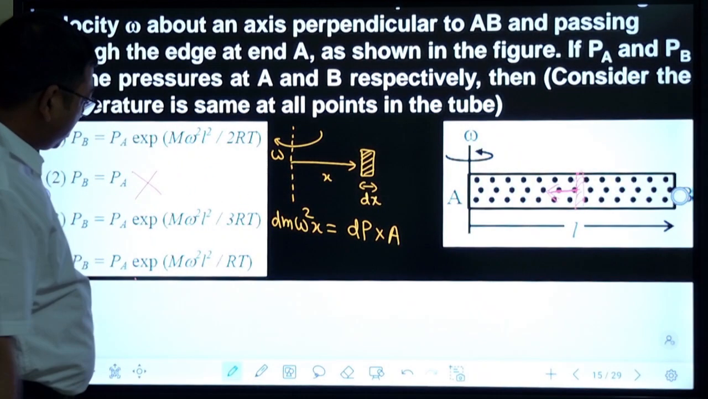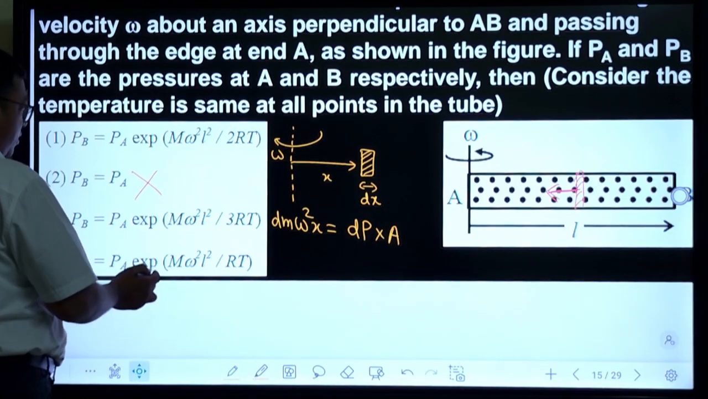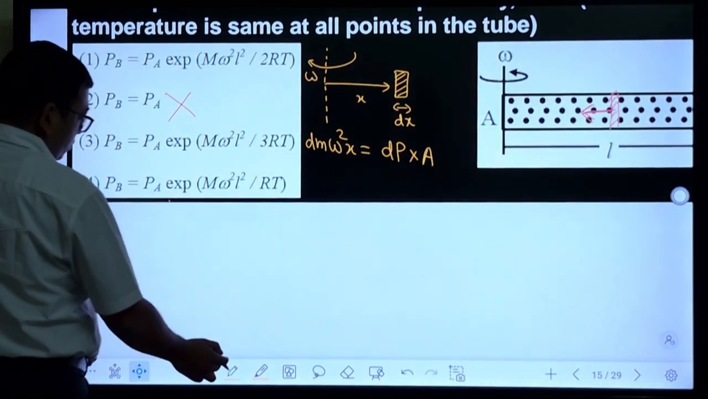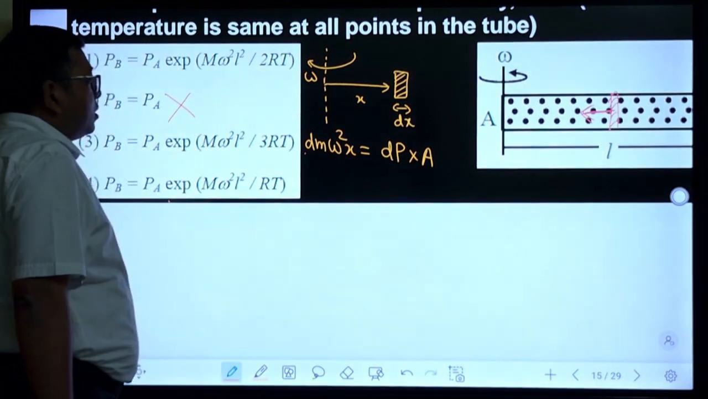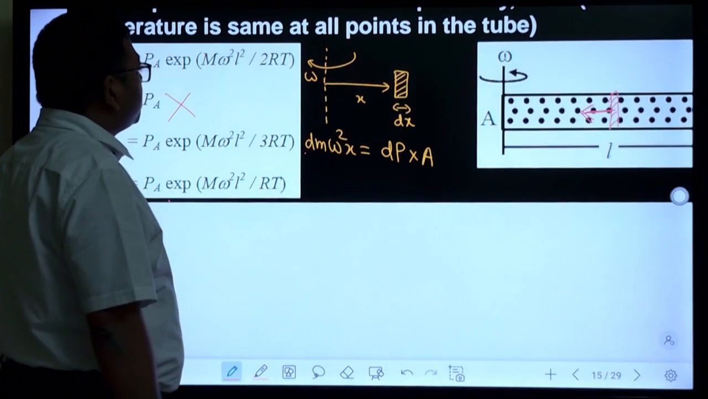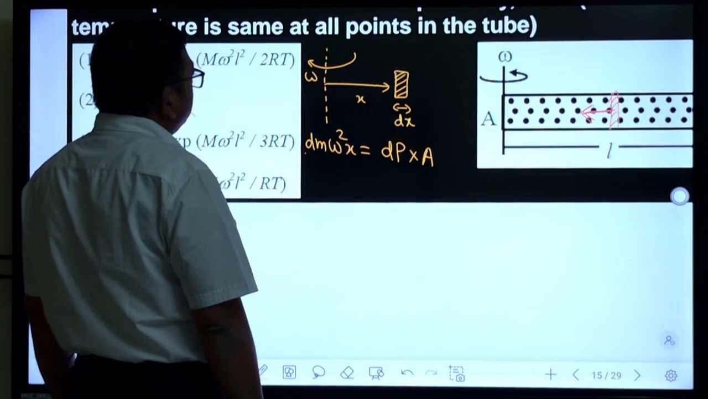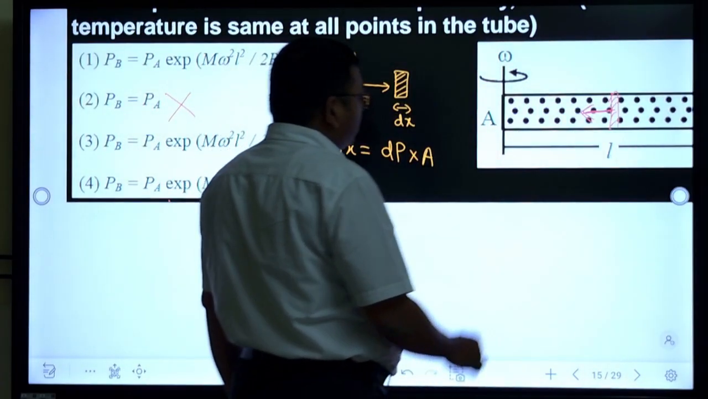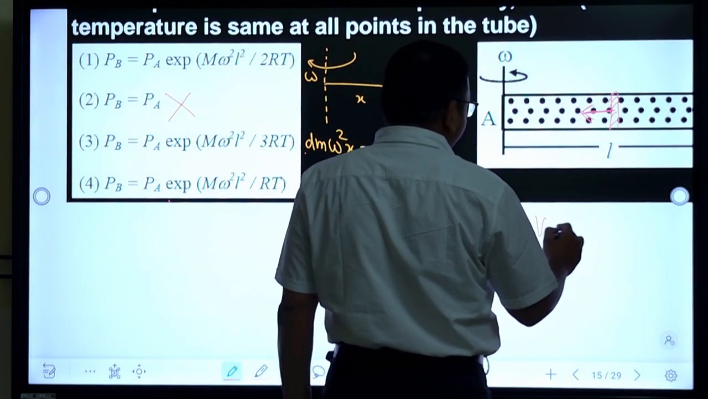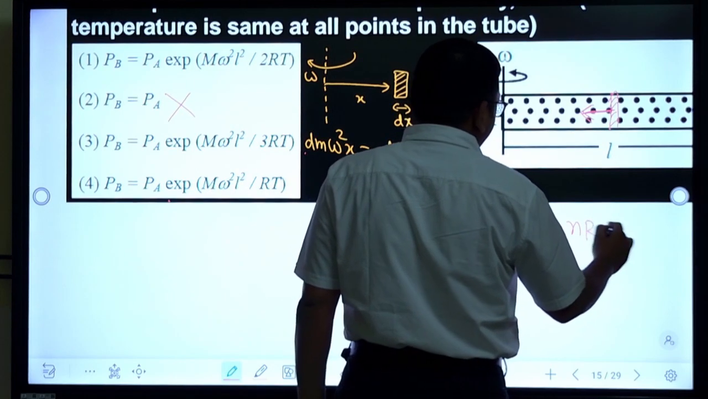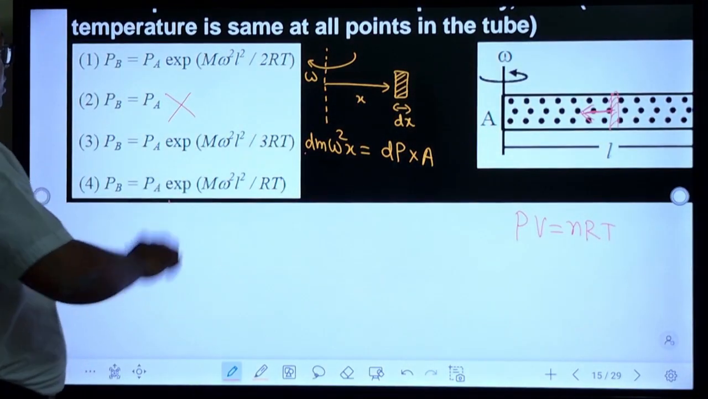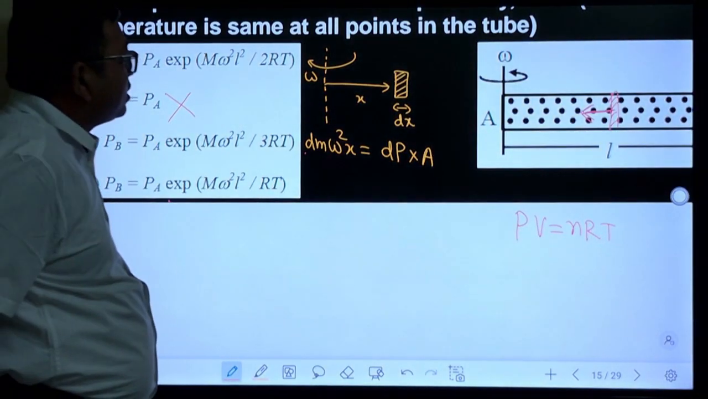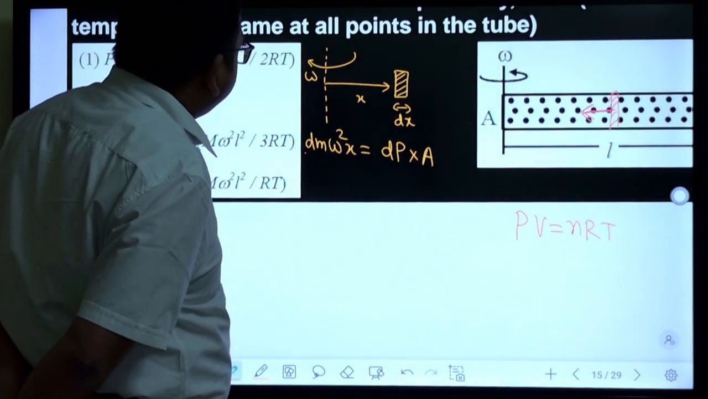Okay, now we have to think how to solve this differential equation. So how do we write this pressure? How do we write this pressure difference dP? So note that PV is equal to nRT, right? So how can we write this pressure difference dP?